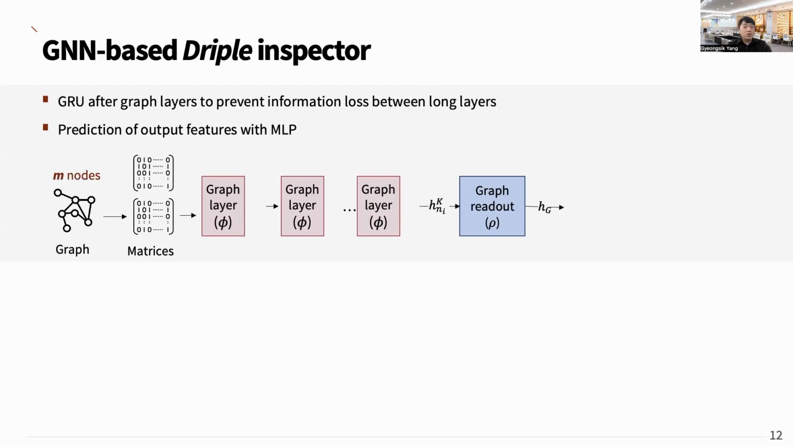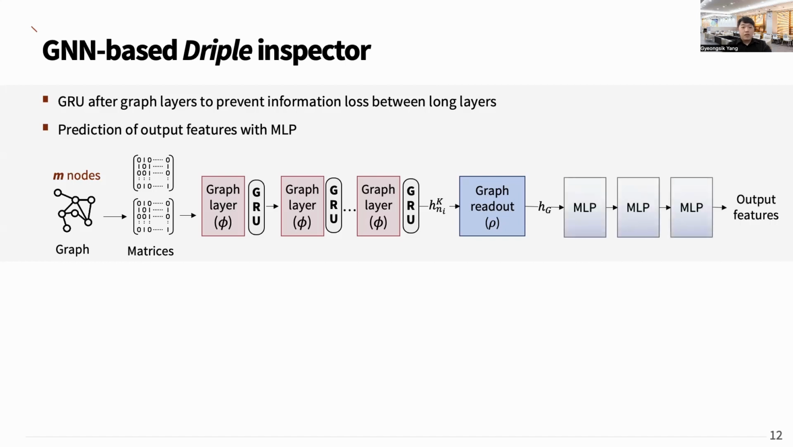Based on this GNN structure, we designed the Drupal inspector as follows. First, we add a GRU layer after each graph layer. A GRU layer is commonly used to prevent loss of information when the number of layers becomes higher. Also, 3 MLP layers composed of fully connected layers are used to predict the final 12 output features based on the graph embedding values resulting from the graph readout layer.